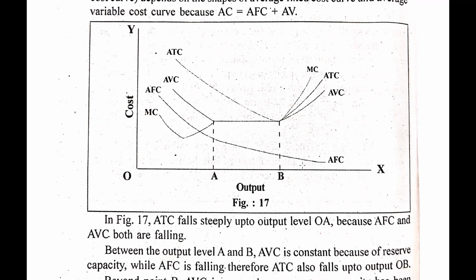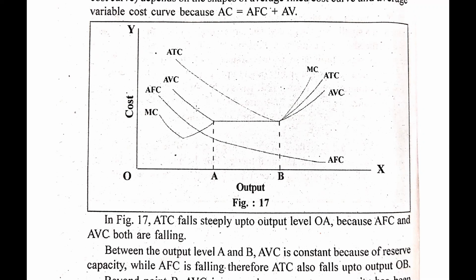But if we talk about average variable cost, then in the modern theory, average variable cost will be like this, as we have seen just now, that average variable cost falls in the beginning. But this is the capacity or reserve capacity. The company can increase its production from A to B without an increase in the average variable cost. So the curve of average variable cost will be like this.